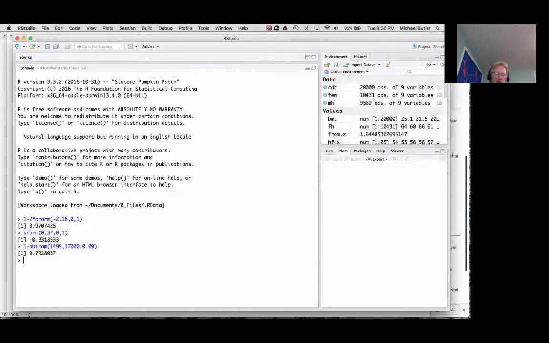And that's the probability. It's about 79% of the time you're going to get 1500 or more. And again, that's not something you want to even attempt to do by hand. That's not even the realm of reality, okay?